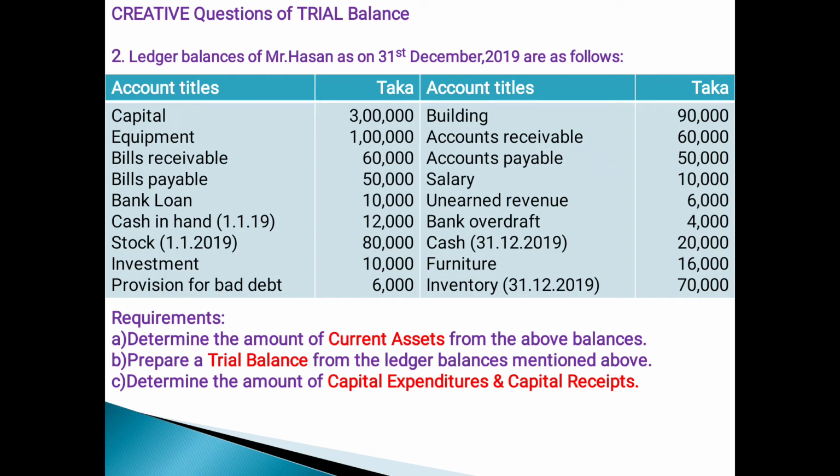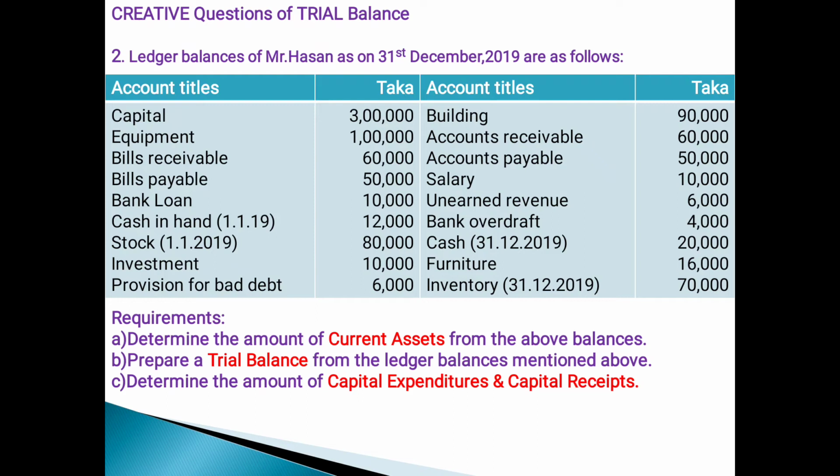Unearned revenue, that is advanced revenue or advance income. So it's indicated as a current liability or short-term liability. You know, all liabilities are credit. So in this trial balance, you have to show unearned revenue for taka 6,000. It's credited in this trial balance.